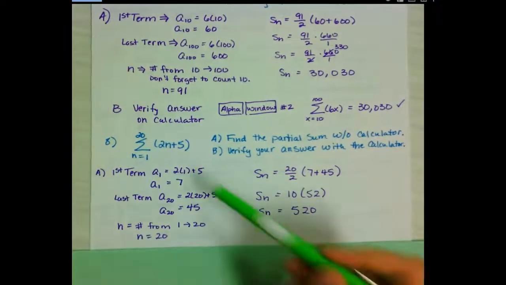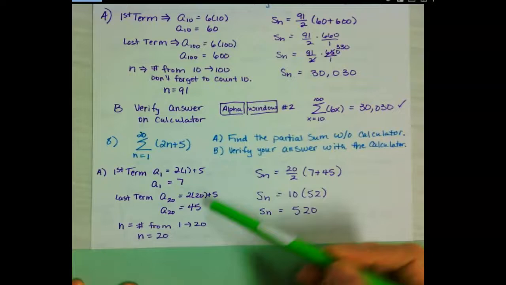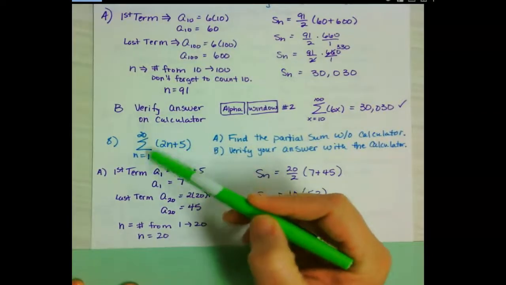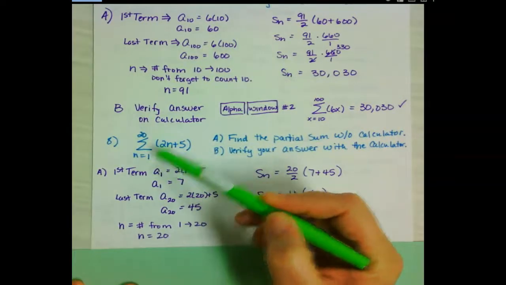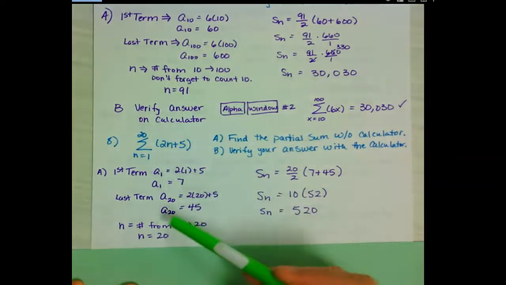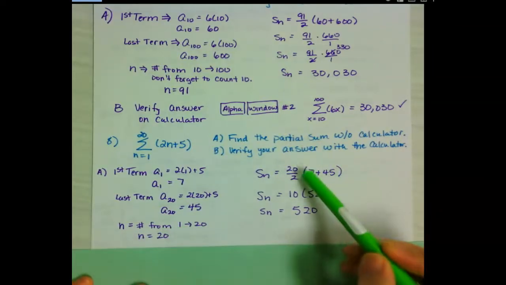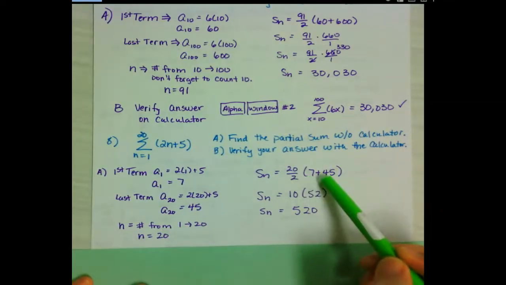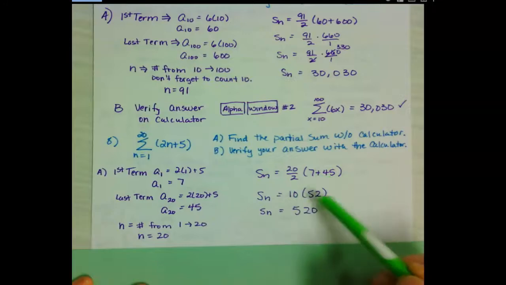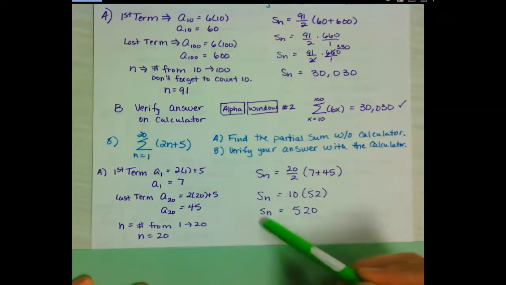So that means I've calculated the first term and the last term. How many n's are there? Well, there's 20 minus 1, which is 19, and then you would add 1 to it. So I have 20 for my n. Then I go to my model, and I have 20 over 2, and I have 7 plus 45. So 10 times 52 is 520. And I probably should have had the notation be s sub 20 here since I am adding those up.